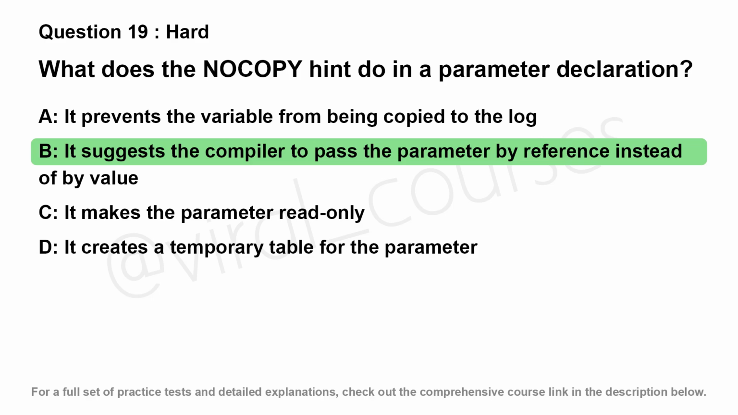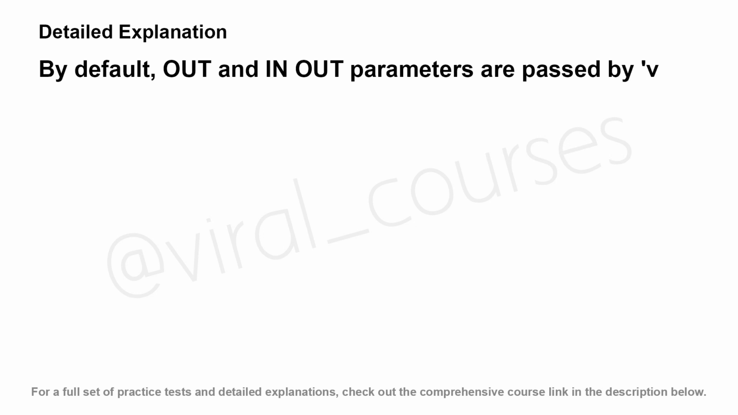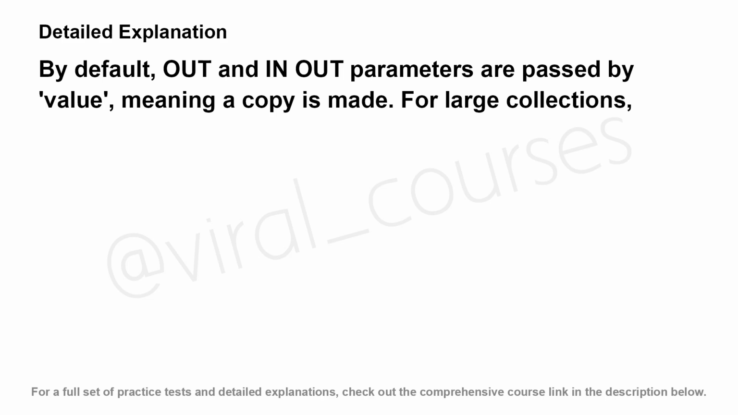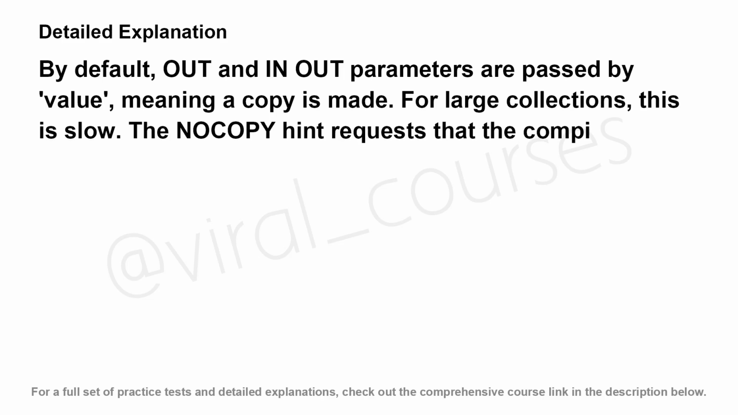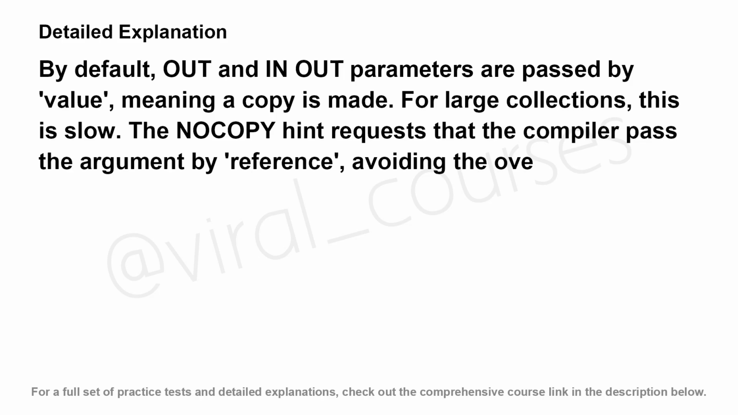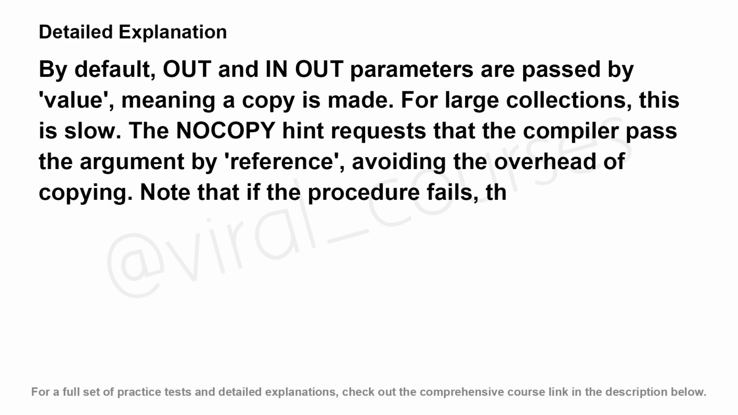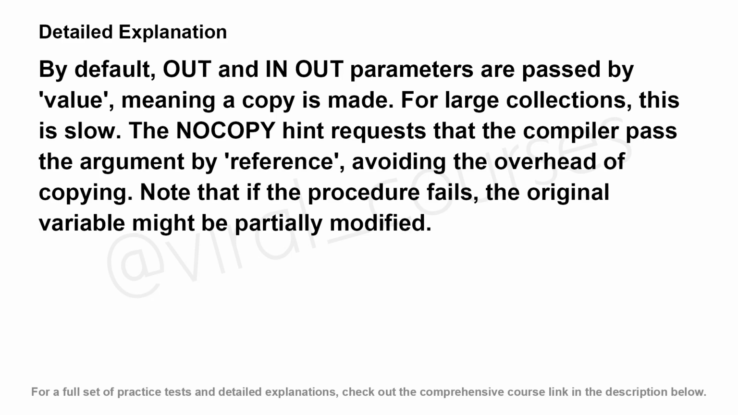The correct answer is B. By default, OUT and IN OUT parameters are passed by value, meaning a copy is made. For large collections, this is slow. The NOCOPY hint requests that the compiler pass the argument by reference, avoiding the overhead of copying. Note that if the procedure fails, the original variable might be partially modified.